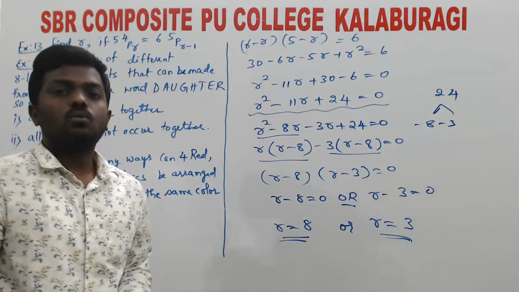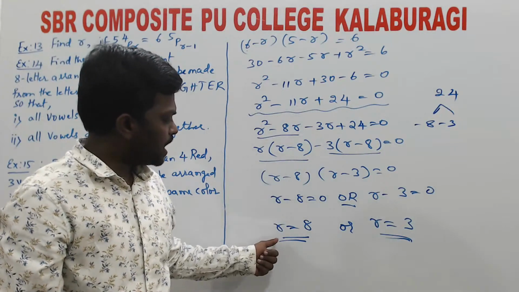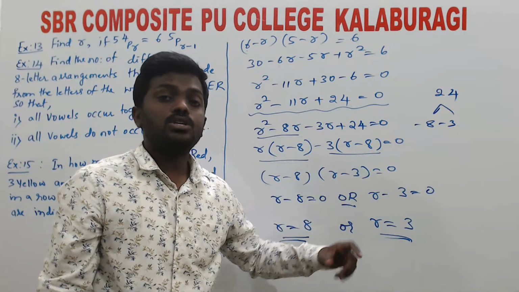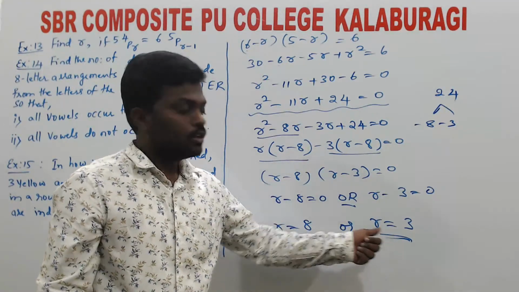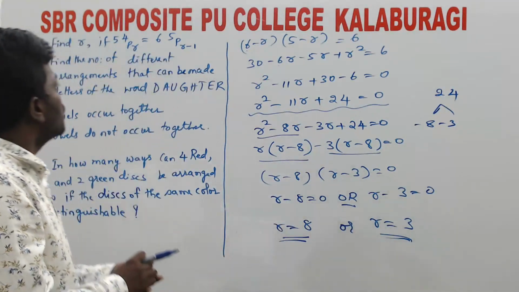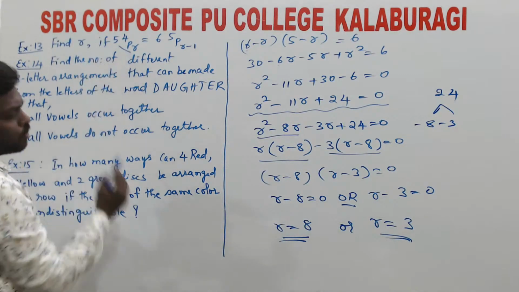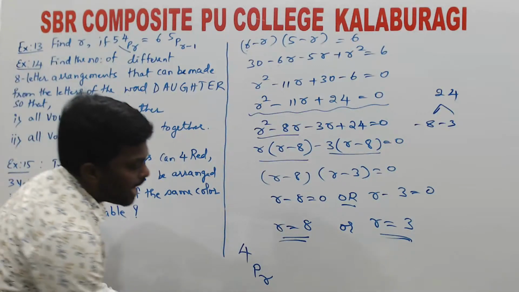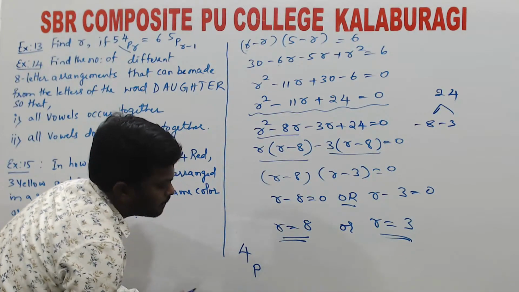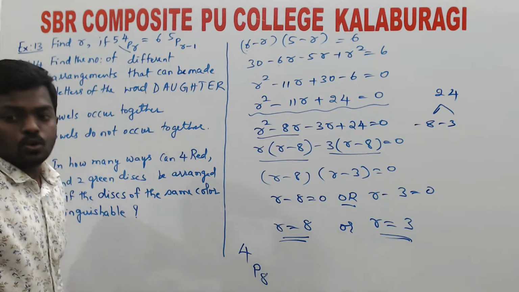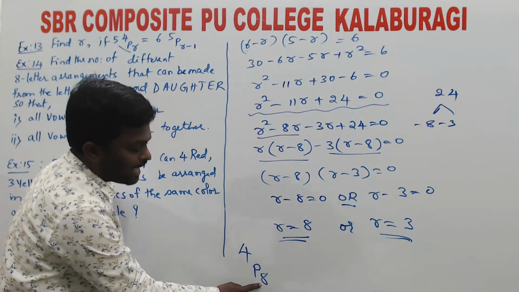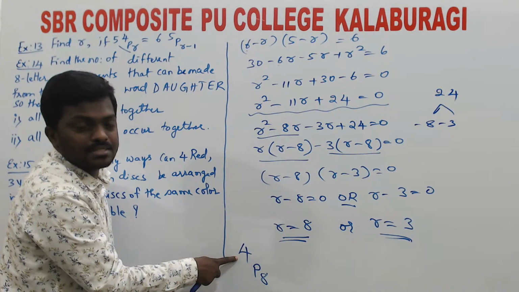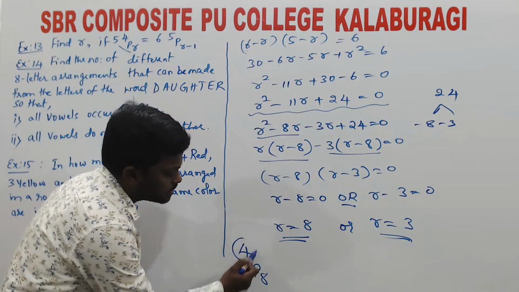Is that clear? So what is the value of r? Either 8 or 3. Now we have to check with respect to the question which to be considered. Which to be considered is also important. So among this, just consider 4Pr. If you take r is 8, what does it indicate? You are arranging 8 objects out of 4. So it's totally meaningless, right? You have only 4 objects.